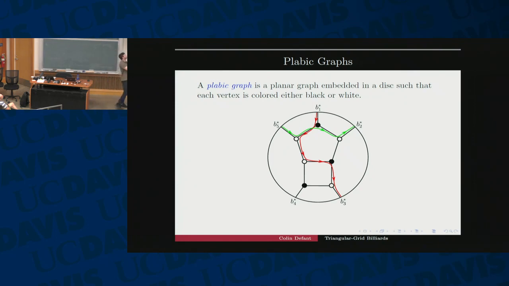So what I've drawn here in red is the trip starting at B1 star, and you can see it ends at B3 star. Similarly, I drew the trip that starts at B5 star. That's here in green. It ends at B2 star. There will be one trip for each one of the starting points. I just didn't draw them all because it would clutter the diagram. But anyway, this gives you a permutation. It's defined by saying that the permutation should send I to J if the trip starting at BI star ends at BJ star. So in this case, it would be this cycle that sends 1 to 3, 3 to 5, 5 to 2, 2 to 4, and 4 back to 1.